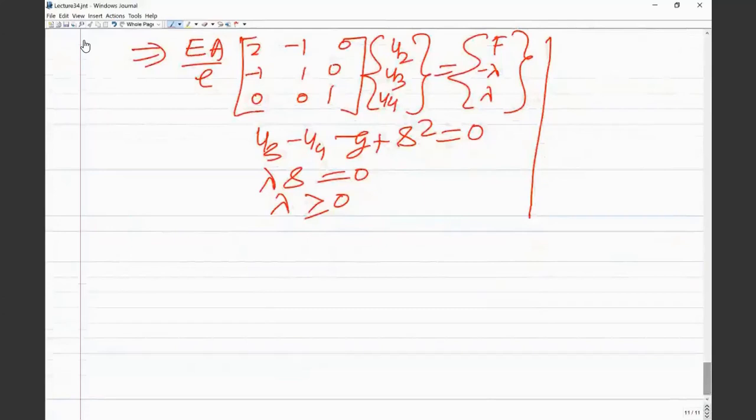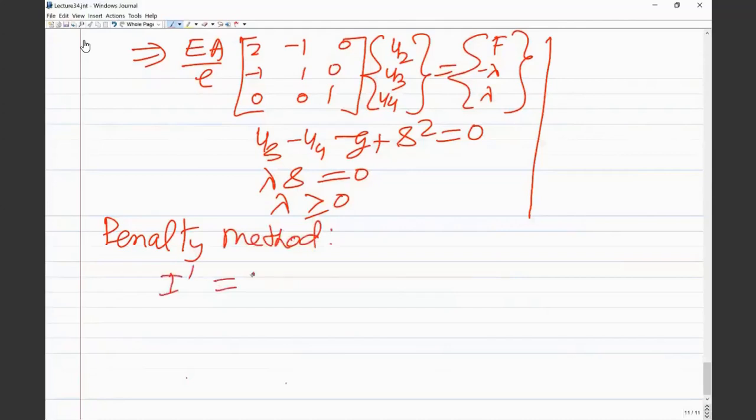The same inequality constraint can be handled using the penalty method also, but the application of the penalty method is different for equality constraints and inequality constraints. We are going to discuss this when we have general surfaces in contact, so these techniques would be extended to those problems. So in the penalty method, if we want to solve this problem, we will construct I dash equal to I plus Kp by 2, again similar to what we did for the separate equality problem.